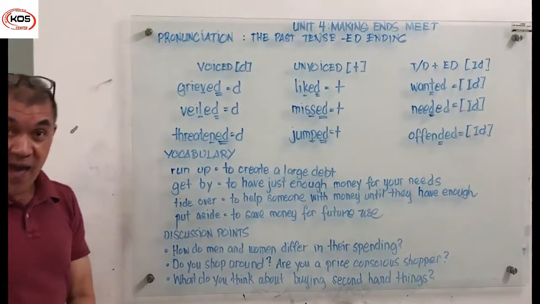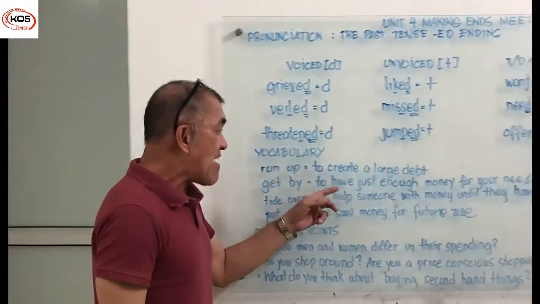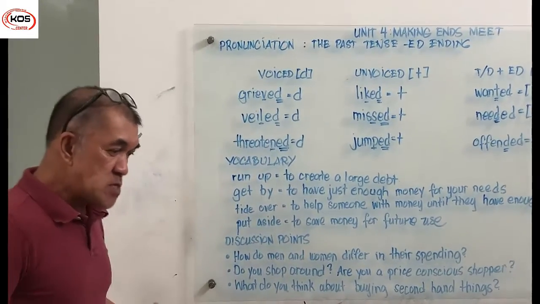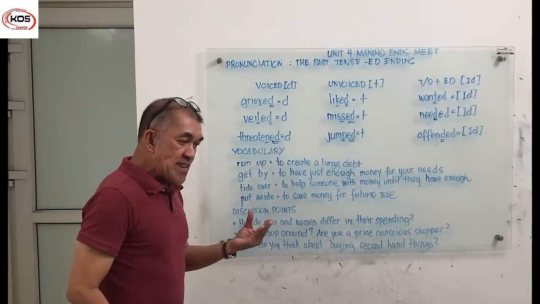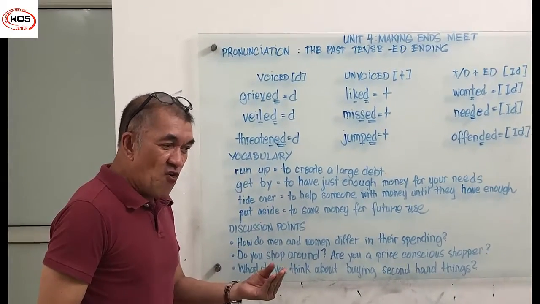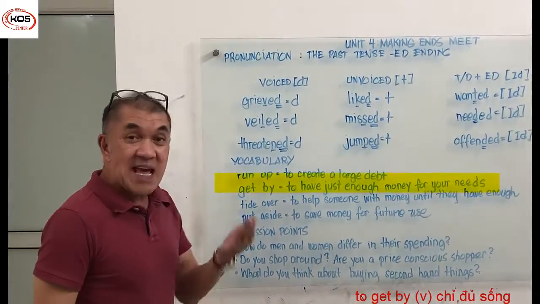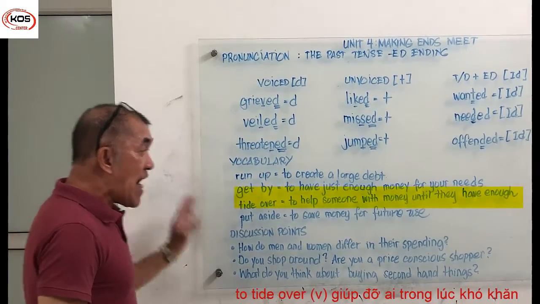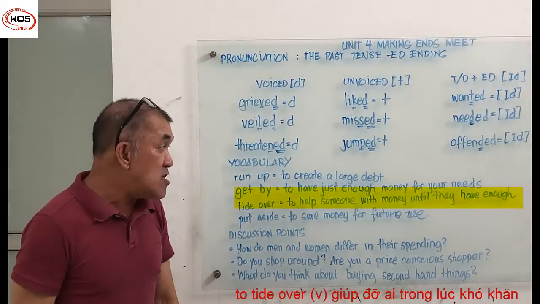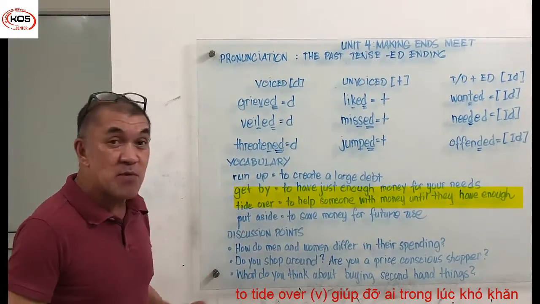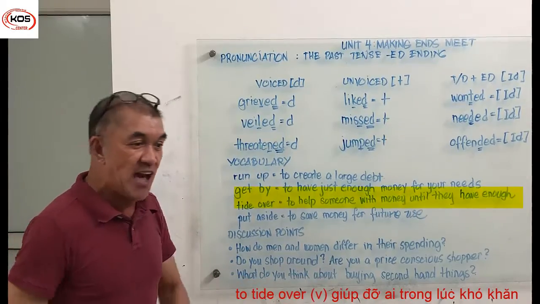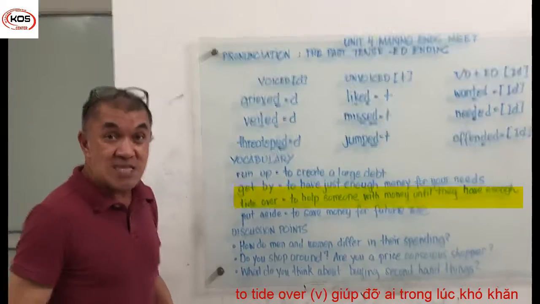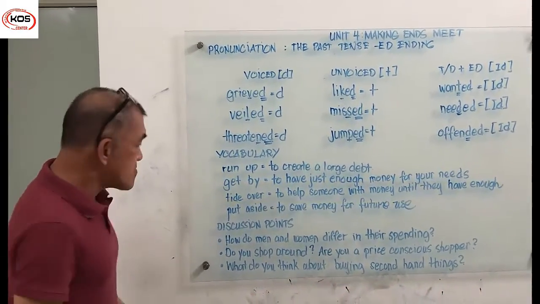Next, get by. Get by. It means to have just enough money for your needs. Alright? It means like the money that you have right now is just enough for your food or for your travel. So it means get by. Alright? Next, tide over. It means to help someone with money until they have enough. And this usually happens between families, you know, they help each other out until they get better in terms of finances. So that's what they do, tide over.